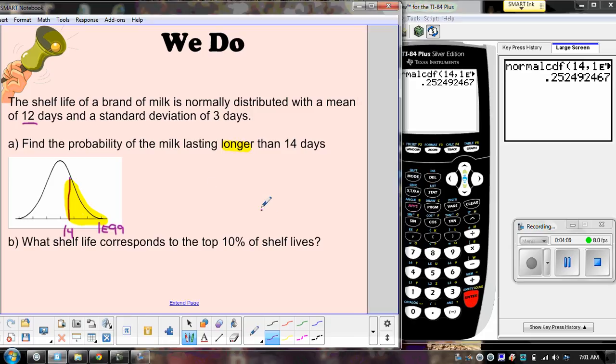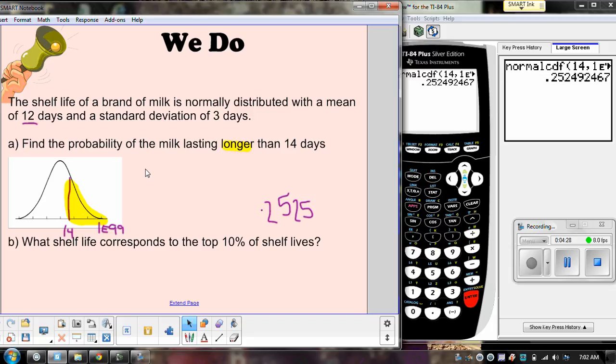So we would get 0.2525. That means that shaded area is about 25% of the curve, or in other words, there's about a 25% chance that the milk will last longer than 14 days.